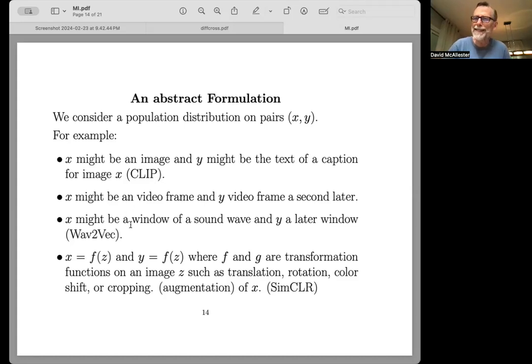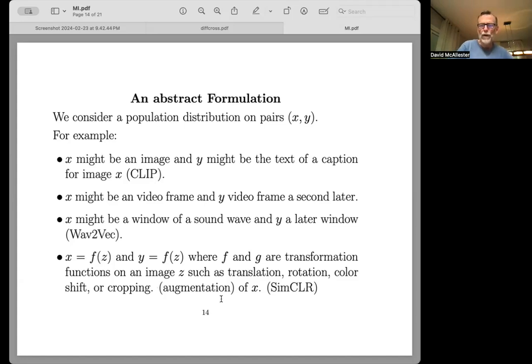And the same is true in sound. You can take a sound wave, have a representation of the sound wave, and try to produce a vector representation for that sound wave that carries the mutual information, that predicts the sound wave into the future. I'm going to talk about that in the next lecture. That actually forms the basis of a speech recognition system that I'll talk about in the next lecture, called wav2vec.